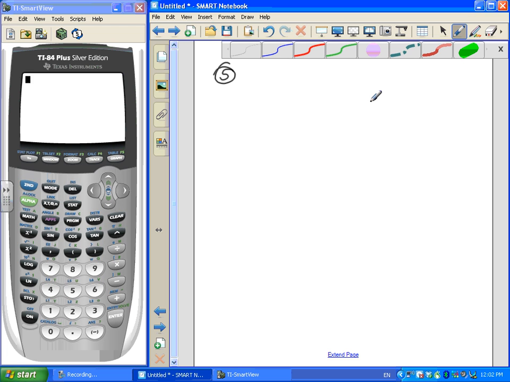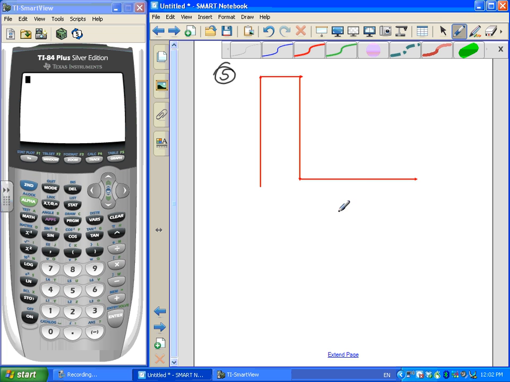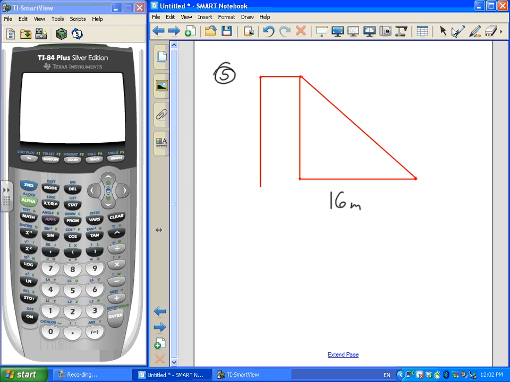Okay, question 5. A building casts a shadow that is 16 meters long. So let's create this building. Okay, a building casts a shadow, okay? So let's say the shadow goes this way, shadows are on the ground. The shadow is 16 meters long. And it says the angle of elevation to the top of the building is 65 from the end of the shadow. So the angle of elevation, that's a straight line going upwards, is 65 degrees. What's the height of the building? So this is our X.